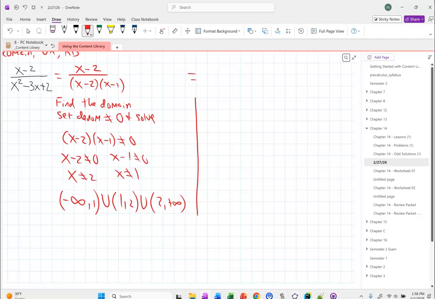Now I'm going to reduce this fraction. Is there any reducing I can do to this? Yes, the x minus 2's can cancel out. What am I left with then? 1 over x minus 1. Everybody okay here?